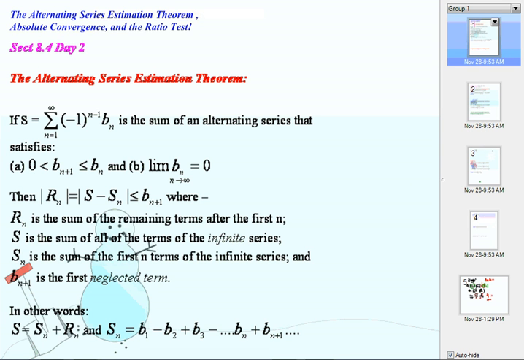This is 8-4, day 2. I just gave it to you. Grant? Yeah, but we're going to do this right now. It shouldn't take you very long to write it up if you haven't done it.